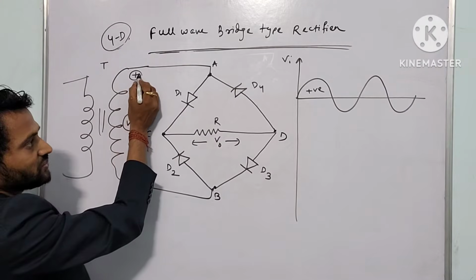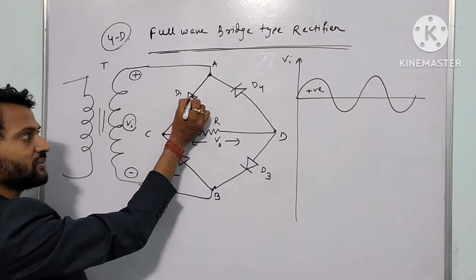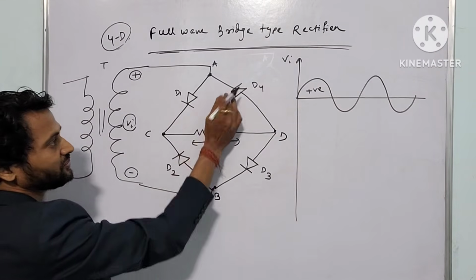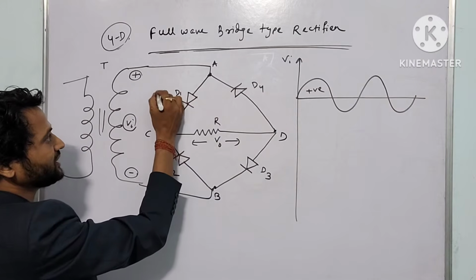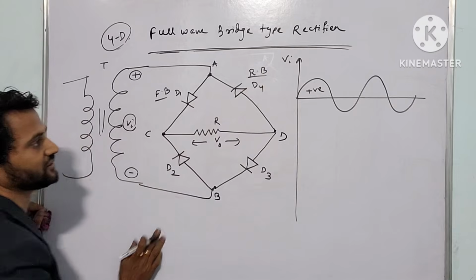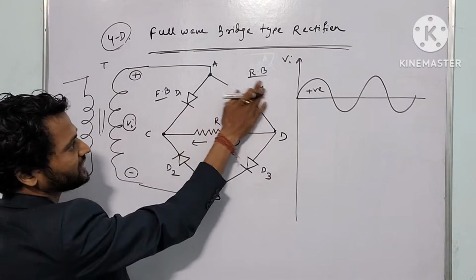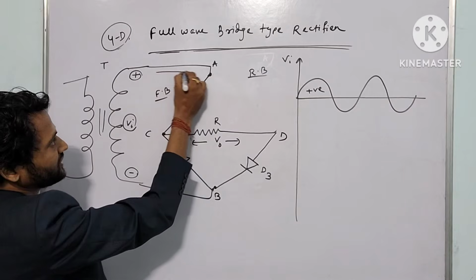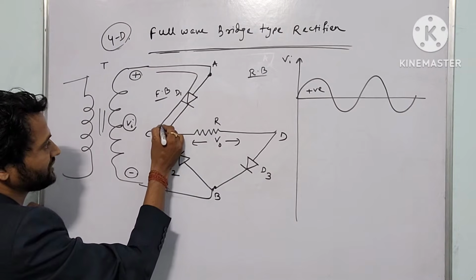Plus is connected to the P of D1, and at the same time N of D4. मतलब ये फॉरवर्ड बायस होगा, ये फॉरवर्ड बायस हो जाएगा, ये क्या हो जाएगा? रिवर्स बायस. Is it clear or not? So मतलब it will act as open circuit. So करंट का फ्लो कैसे होगा? देखो, through this, again through this diode.